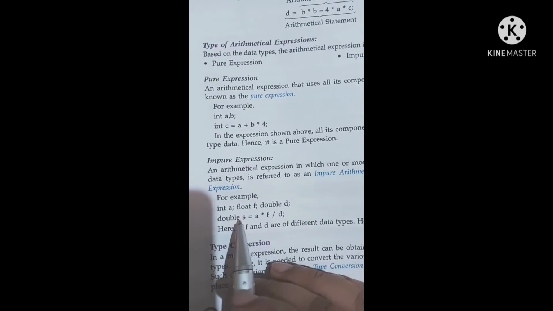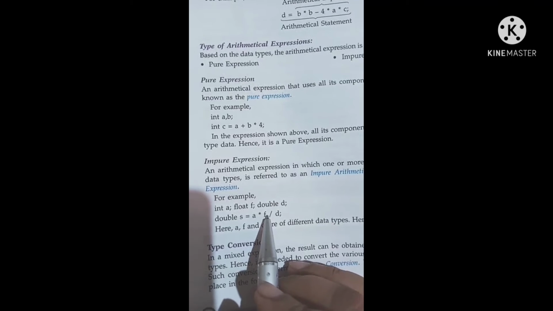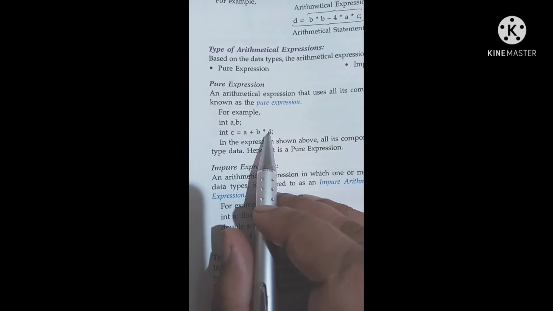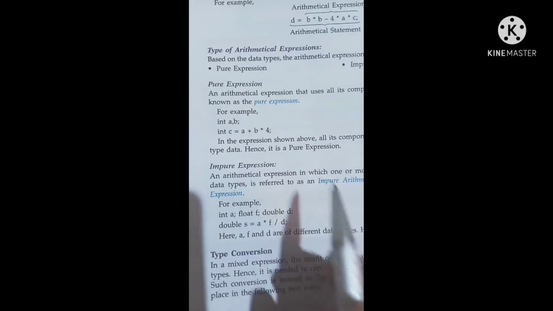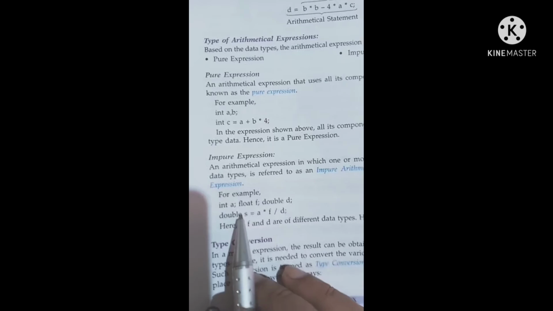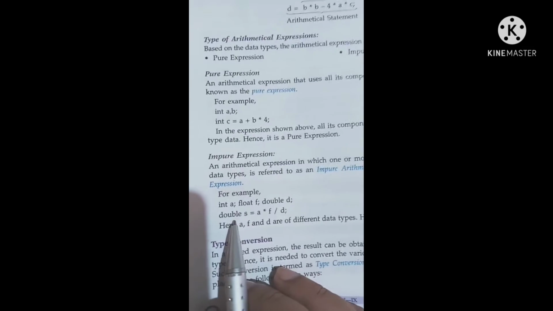So you understand the difference between pure expression and impure expression. If you have a single data type in the expression or statement, that will be called a pure expression, and if you have mixed data types like double, float, integer, that is called an impure expression or mixed expression.